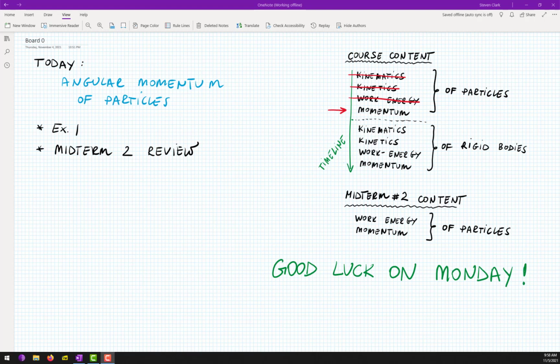Today we will close our momentum of particles. Today we'll talk about the last subtopic of momentum of particles, which is angular momentum of particles. And today we will do example number 1, and then we'll do midterm 2 review.